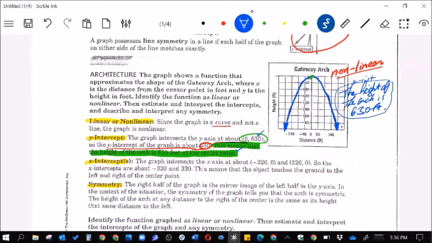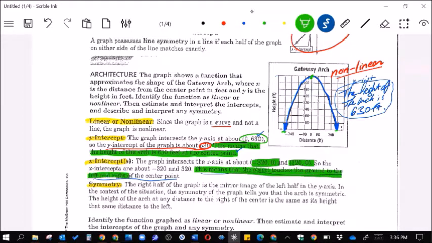The x-intercept. The x-intercept will be the same idea, but for the x-intercept, it's the 2 points where it hits the x-axis for this one. So those 2 points are both 320 feet away from the center. So one way to say this is that this means the object touches the ground to the left and right of the center point. And now that brings up the idea that you can say something in different ways.